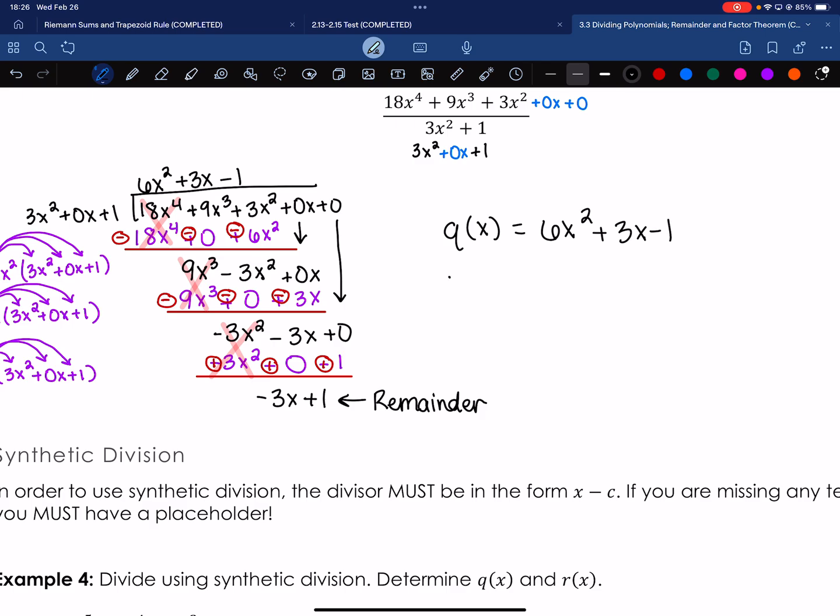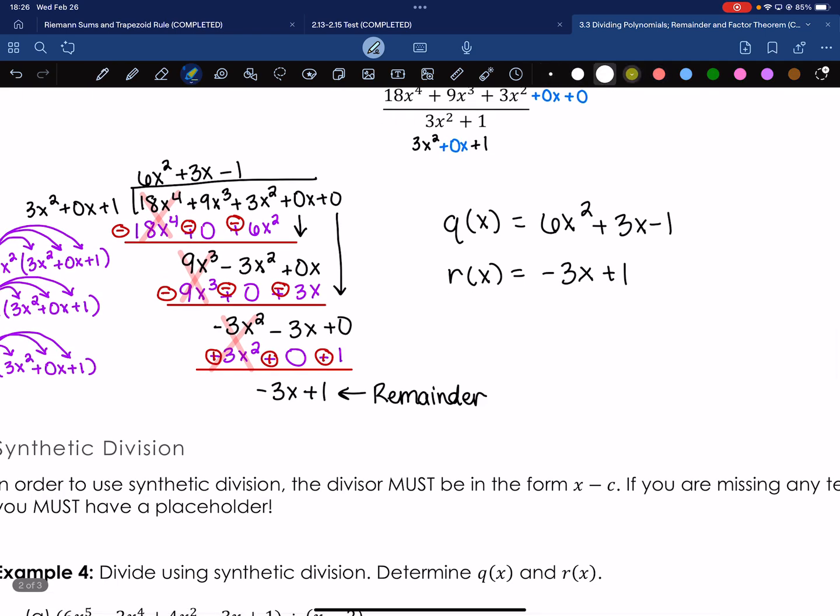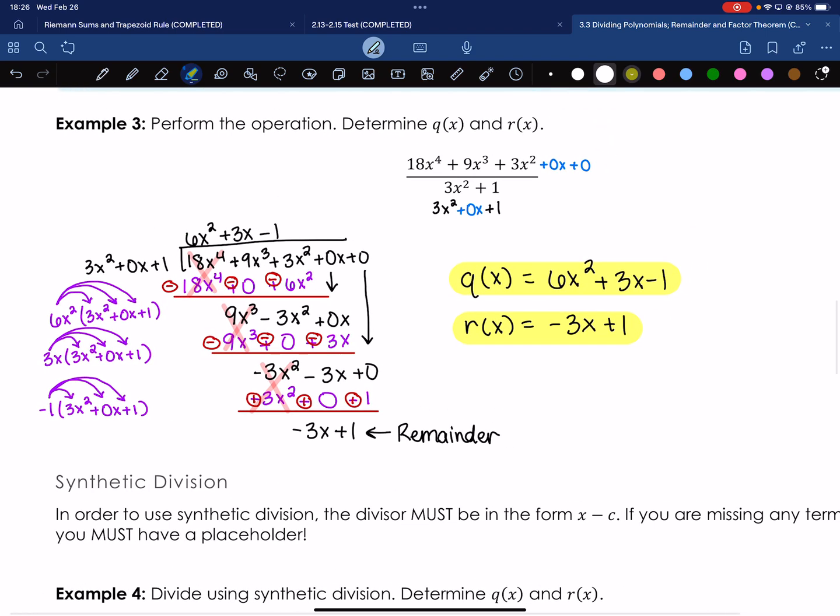R of X is going to be your remainder, like that. And so you will have two separate boxes where you type your answers in, just like that. The Q of X and the R of X should already be there. So that is long division. I have people that love long division, prefer long division, always do long division. It will work 100% of the time.